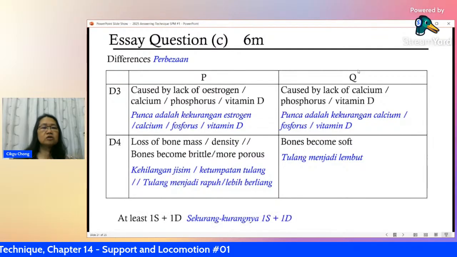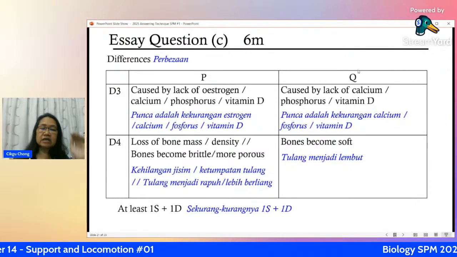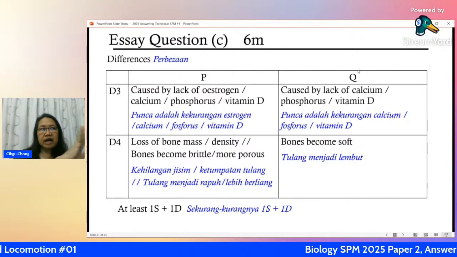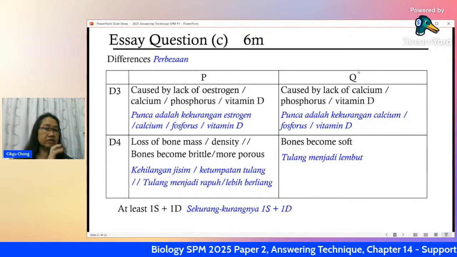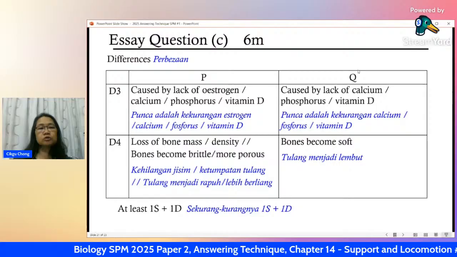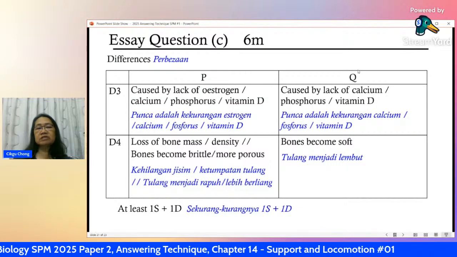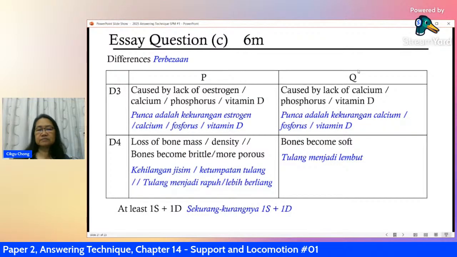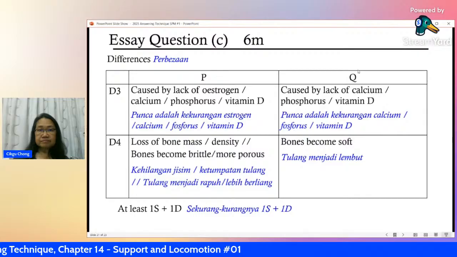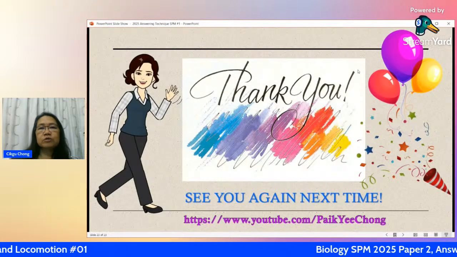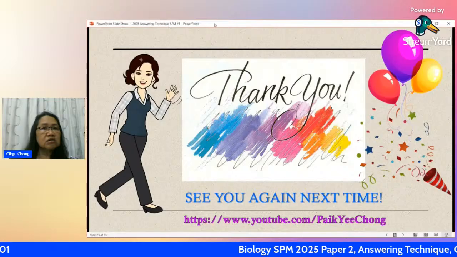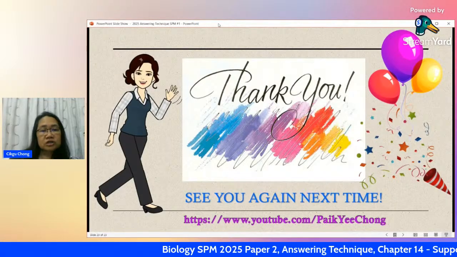So 1 similarity and 5 differences will be fine. That means if you're taking 1 similarity, then the remaining 5 points must be from the differences. Or it can be 2 similarities and 4 differences. Also can. All right, so that is what I have for you today. Today my focus is on the musculoskeletal system, one structure and one essay.